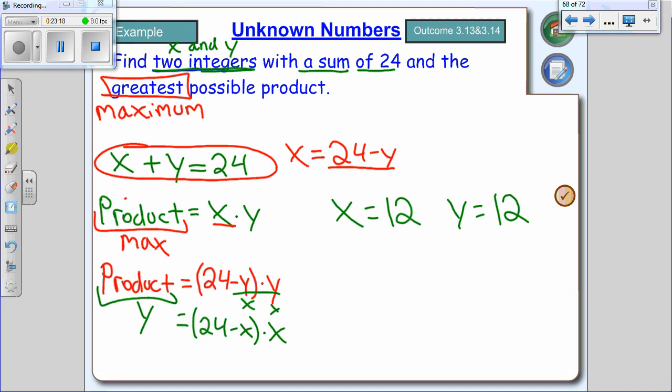We went down one kind of fast. I just don't like that question. There's a couple better examples in your practice booklets, but at the end of the day, you create an equation, and then you figure out what you're trying to maximize. In this case, we want to maximize a product.